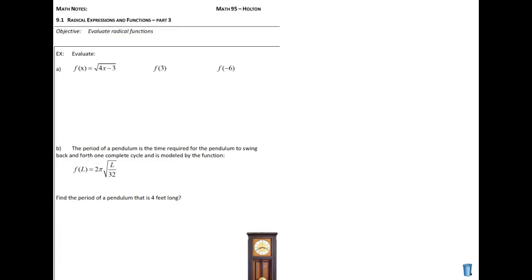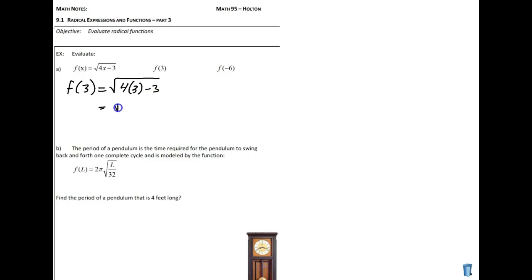In this video, we're going to talk about how we evaluate radical functions. We're going to continue on in section 9.1. So we're just going to take our radical functions and evaluate them like we've been evaluating other functions. So f of 3 here is we're going to plug in 3 wherever we see an x.